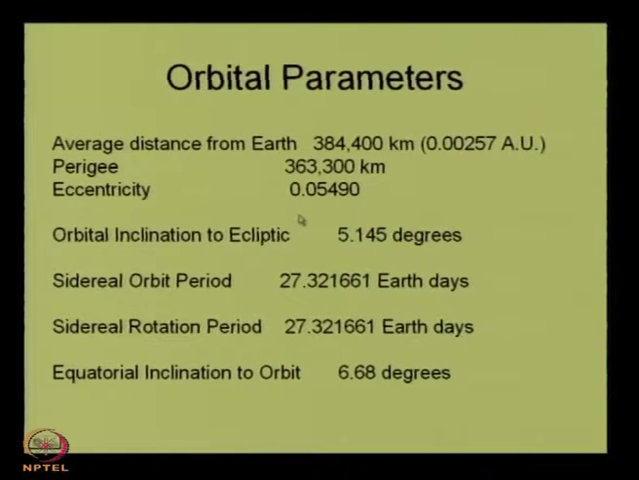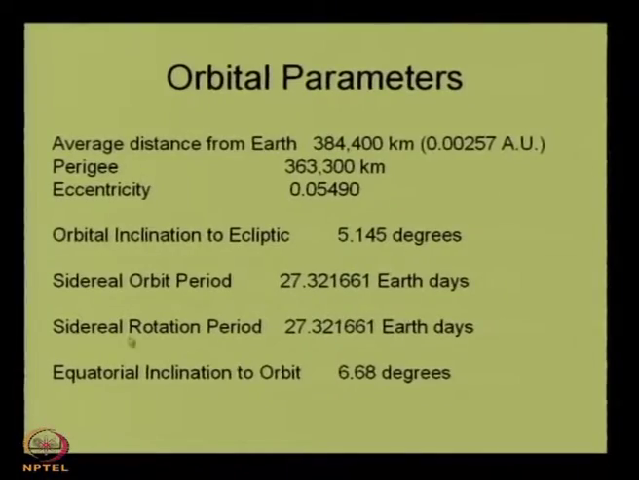And the orbit has an eccentricity, again which is quite small. So the orbit is nearly as good as circular. There are small variations in the distance, but not large. And the orbit is inclined by a very small angle, 5.145 degrees to the ecliptic. So the orbit of the moon is nearly coplanar with the orbit of the earth around the sun. So they are more or less coplanar, with a very small angle between the orbit of the moon and the orbit of the earth.